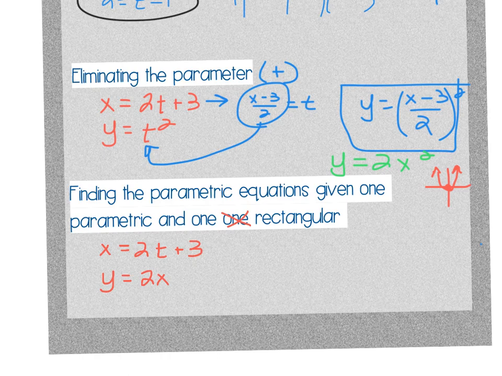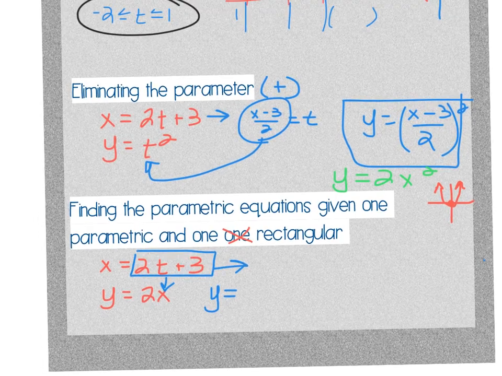One of the equations will already have the t, the other will not. And so you will take the one that does have the t, which is this one, and solve it for the variable if it's not already. This time it is already solved. If it wasn't, I would solve it for x. And then substitute into the other equation in place of that variable.